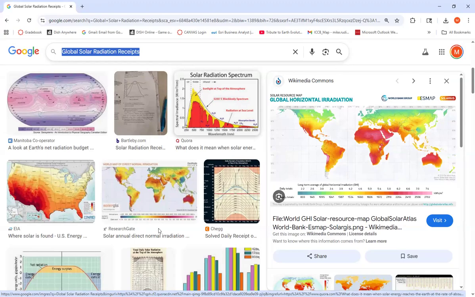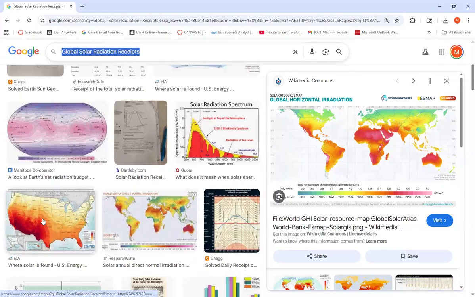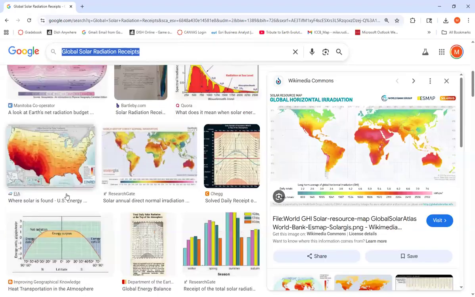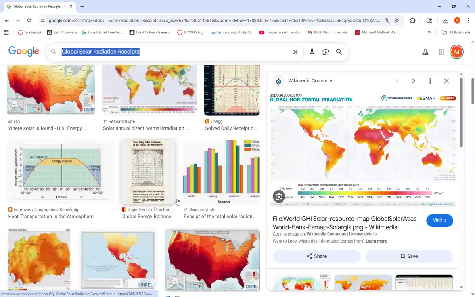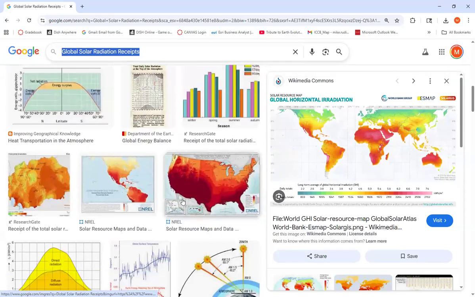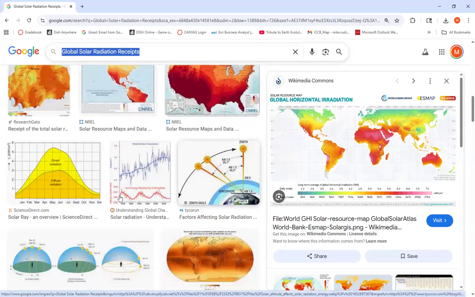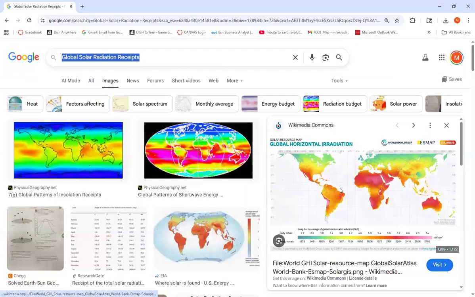There are just tons of maps over here, and I could have looked at one that was just national. I'm trying to come up with one that's probably from a legitimate source, a government agency, or an established company that is researching this. Obviously, solar panels and solar energy are becoming a very important industry across the globe. So I locked in on one down in the list, and I go ahead and click on it.